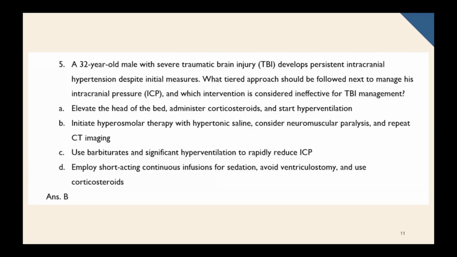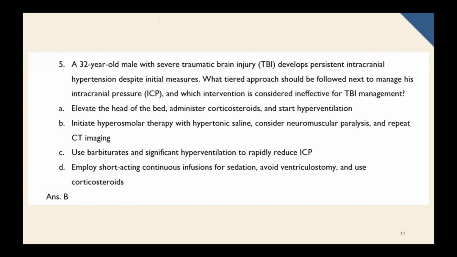Next, a patient with a severe traumatic brain injury. There is persistent intracranial hypertension. What should be followed? This is what has been given in Sabiston. Again, yesterday also what I told was that EDH, SDH, everybody knows, everybody will be able to answer them. But what is important is the other portions of the traumatic brain injury and its management. So if you see in Sabiston, they've given a 3-tiered approach to the management.